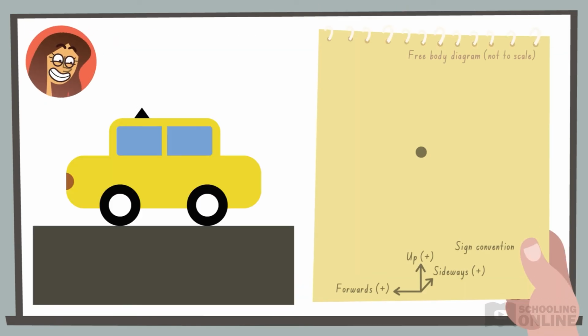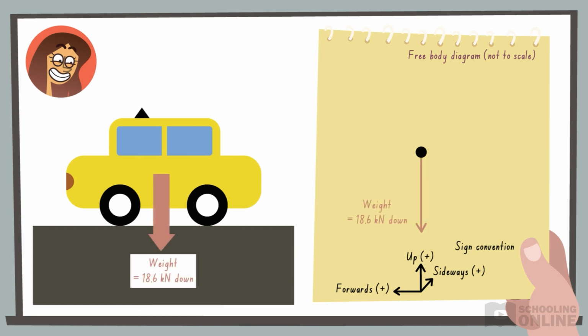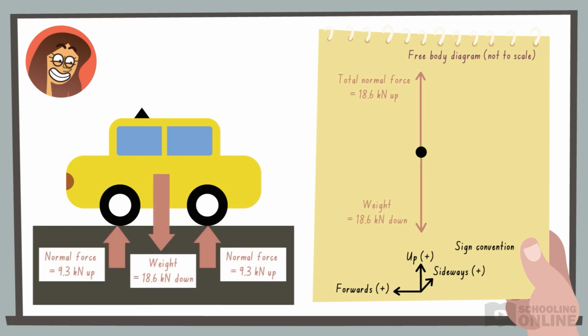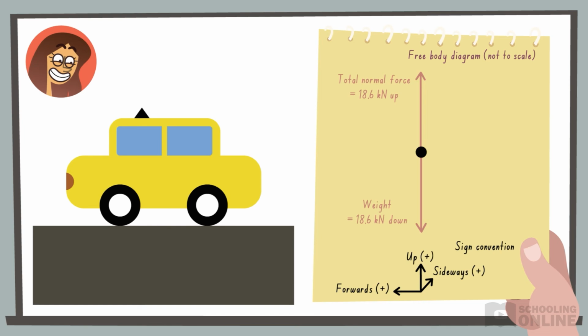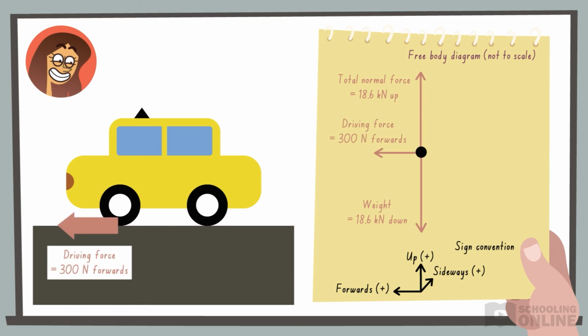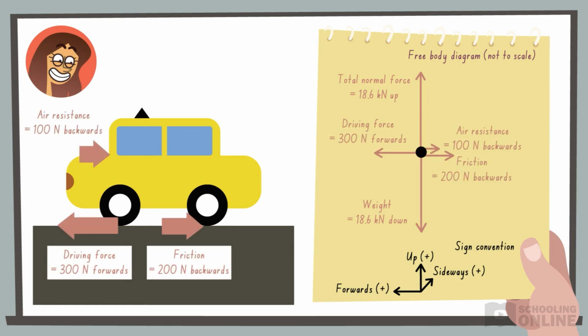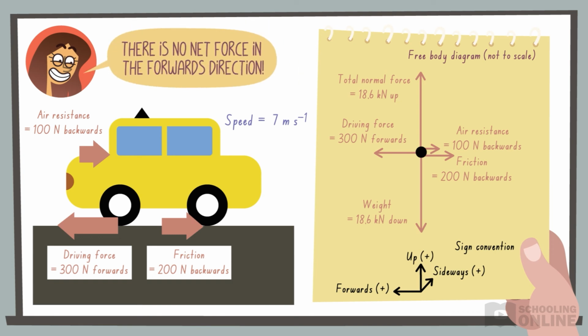Now, let's draw a free body diagram for the taxi. In the vertical direction, the weight force pulls the taxi down, and normal forces from the road push it up. The taxi doesn't move up or down, so these forces are balanced, and there is no net force in the vertical direction. Meanwhile, a driving force pushes the taxi forwards, but air resistance and friction push it backwards. Since the taxi travels at a constant speed of 7 metres per second, these forces are balanced, and there is no net force in the forwards direction.